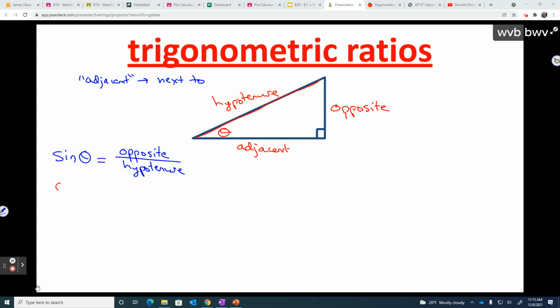Next one would be cosine. Anybody know that one? Yep. Cosine is adjacent over hypotenuse. And then we have the tangent ratio. Anybody else know that one? Okay. Good. Opposite over adjacent.